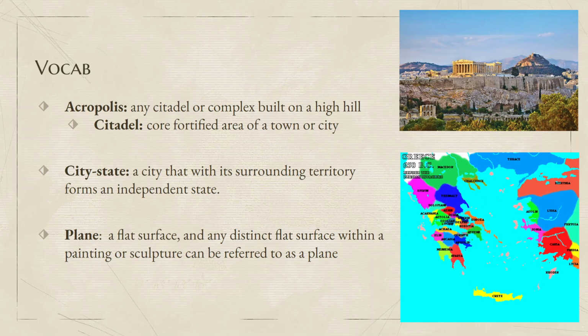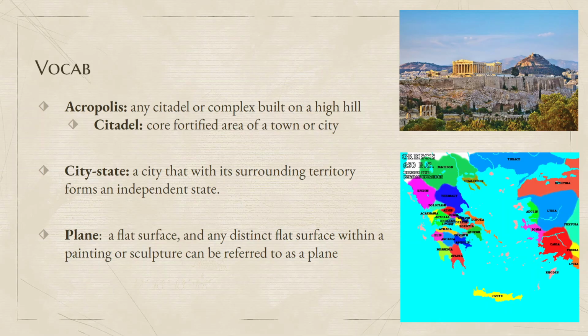A city-state, I mentioned earlier, is a city that includes its surrounding territory and forms an independent state. Lastly here, a plane. A plane, as in not the thing that flies in the sky, we're not there yet. A plane refers to any flat surface, and any distinct flat surface within something like a painting or a sculpture. We can call those planes.